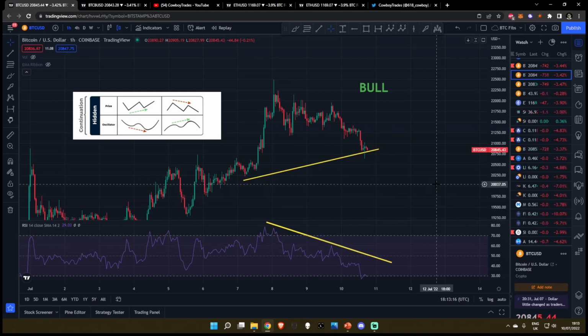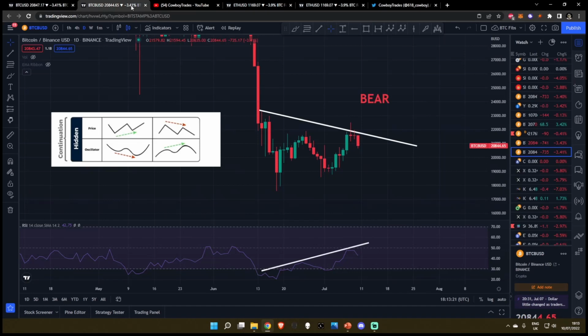So when you notice hidden bullish divergence, if you have a higher time frame showing hidden bearish divergence, then you should go with the higher time frame, and you should go with the trend that has been in play for the longest period of time.